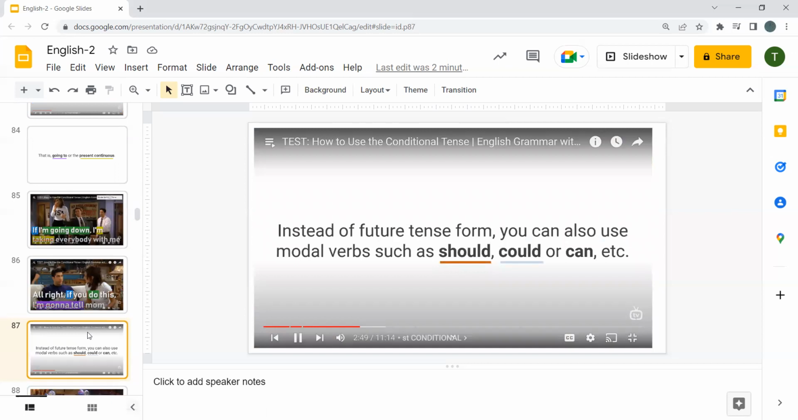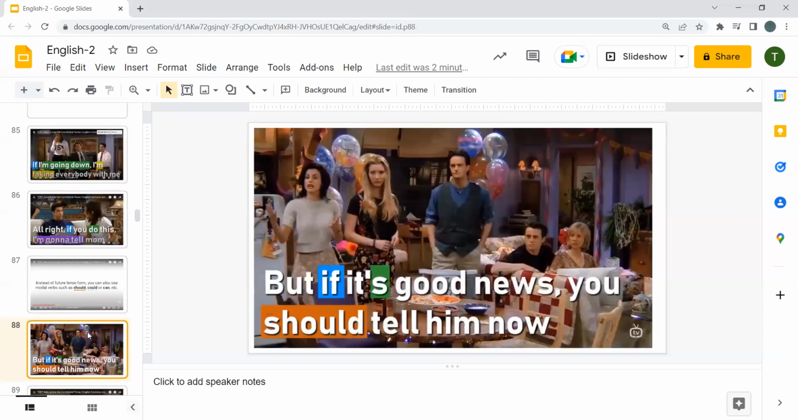Instead of the future tense form, you can also use modal verbs such as should, could, or can, etc.